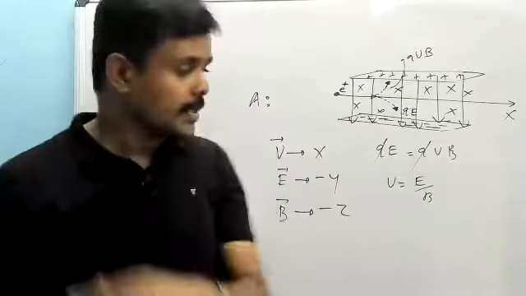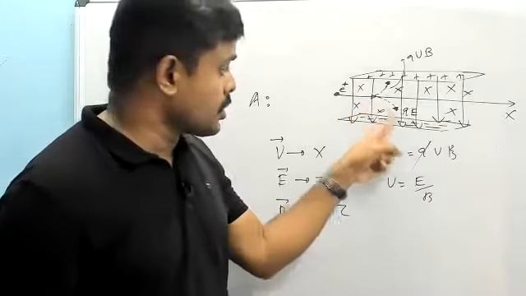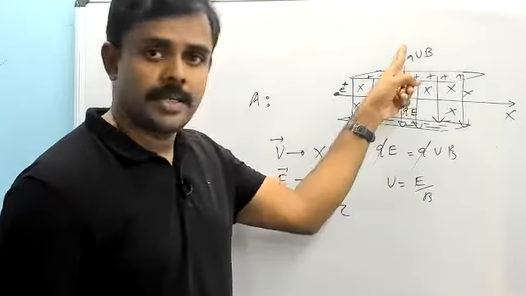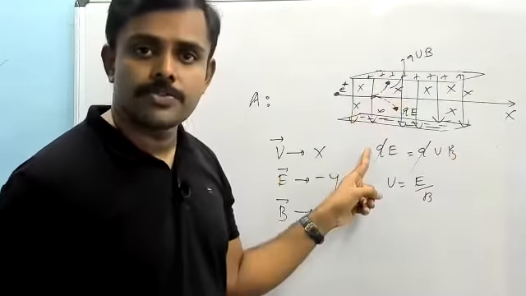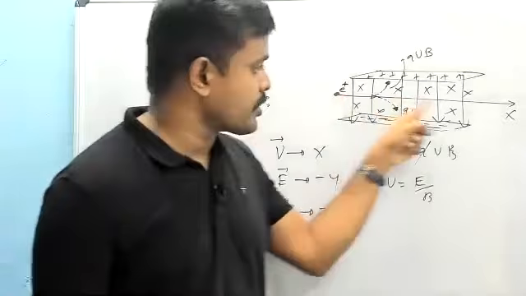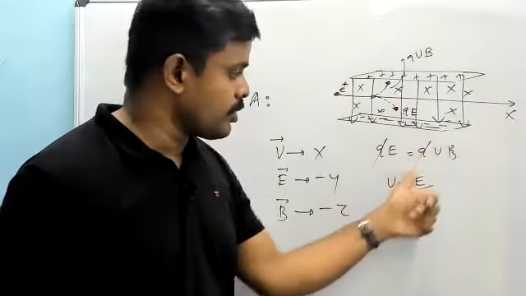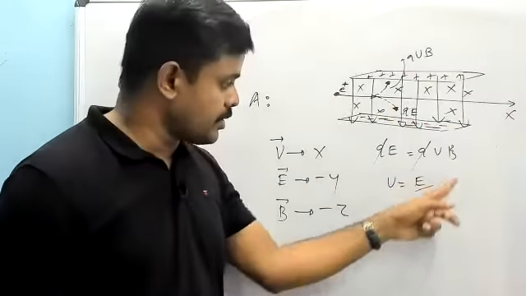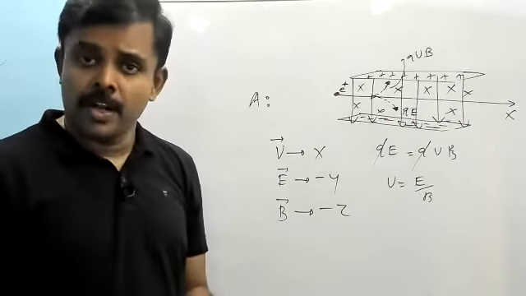And anyway, the condition is that QE should balance QvB. If they balance each other, the net force would be 0. The particle would go in a straight line. If you cancel Q on either side, you get v equals E by B. That is the condition of a velocity selector.